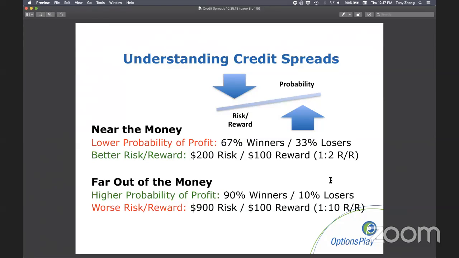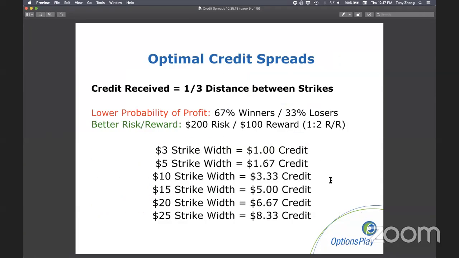So in trying to search for this balance, what we did is we did a lot of backtesting. We tried all different types of deltas, different expiration dates, and after thousands and thousands of backtests from S&P 500 stocks over the last 10 years, we've discovered that with credit spreads, the best rule of thumb is to collect roughly 1/3 of the distance between the two strikes.